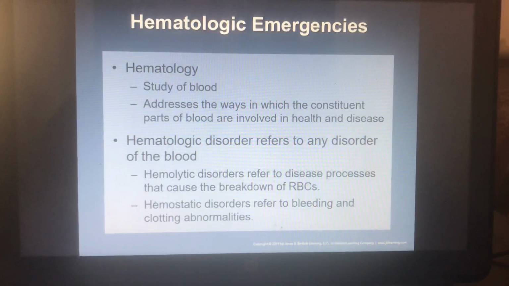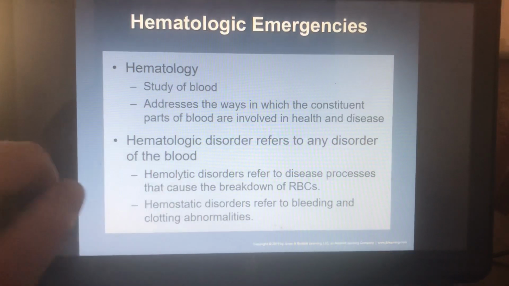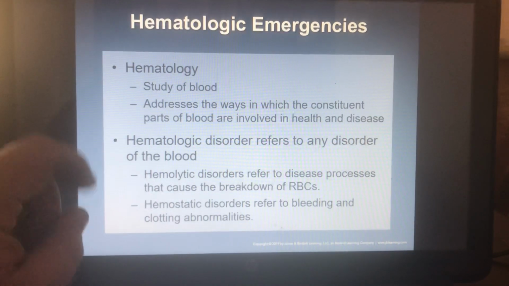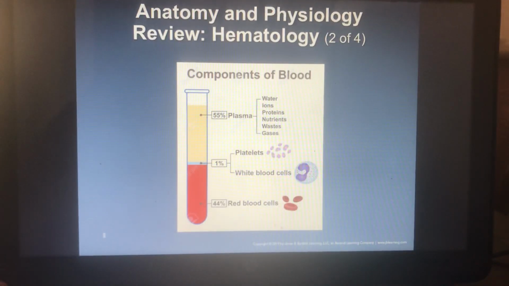All right, four H's. Hematology is the study of blood and how it's involved in overall homeostasis. Hematological disorders refer to any disorder of the blood. That's kind of the blanket statement. Hemolytic or hemolysis refers to any disease process of how blood cells are broken down. Hemostatic disorders have to do with bleeding and clotting abnormalities. So hold on to your hats. Here we go.